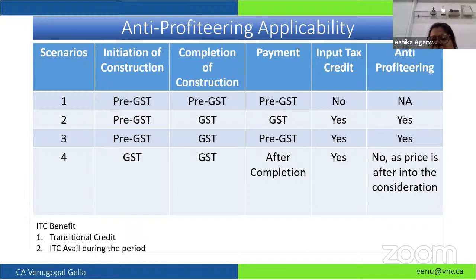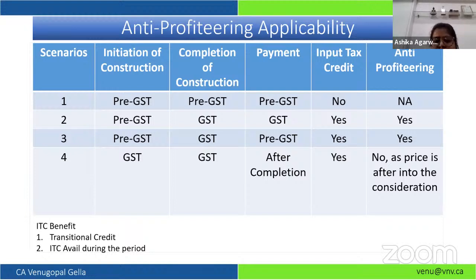Therefore, as you have got ITC benefit, anti-profiteering will be applicable. Because due to ITC availment, your cost of construction would have got reduced, which at the initial stage of the project, when you were estimating the price which you are going to charge to your buyer, you have considered it as a part of cost and you have charged and collected from your buyer, therefore making anti-profiteering applicable and making sure you pass on that benefit to your buyer.